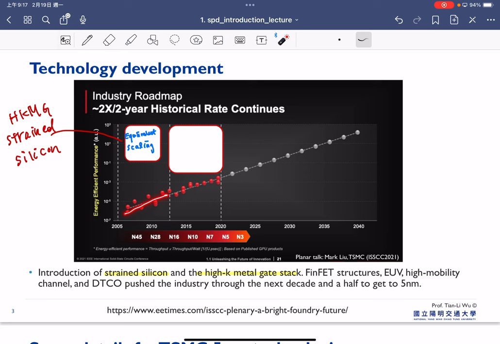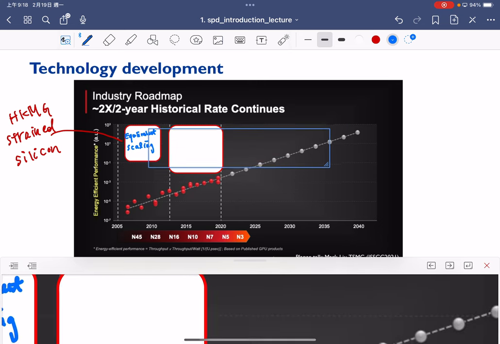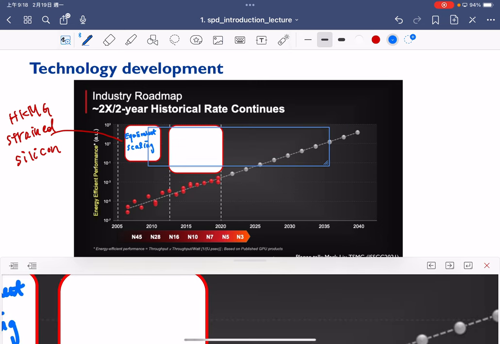And furthermore, we still have some bottlenecks. For example, we have the issue of very high leakage current, the device cannot turn off, and we have a very poor on-off current ratio here. That's why we still moved to a new architecture. So later on, to continue to boost the performance, we have to come up with a new transistor.